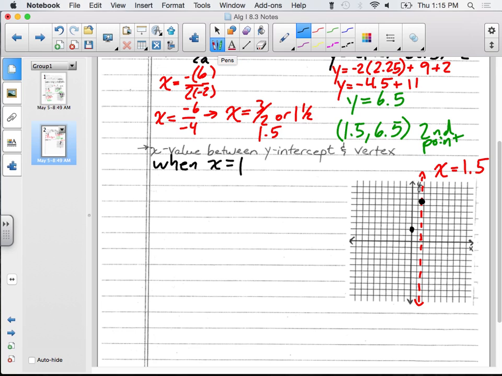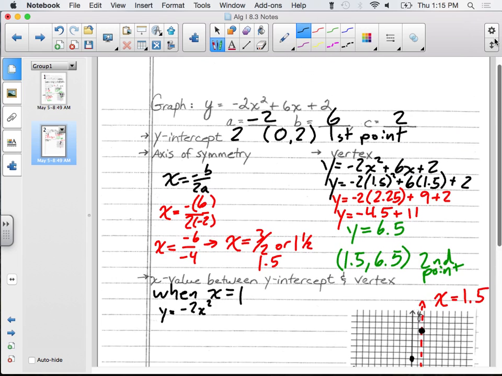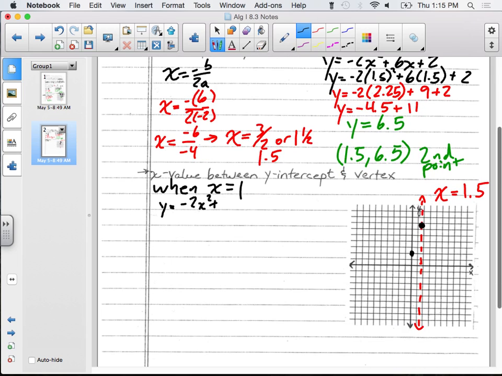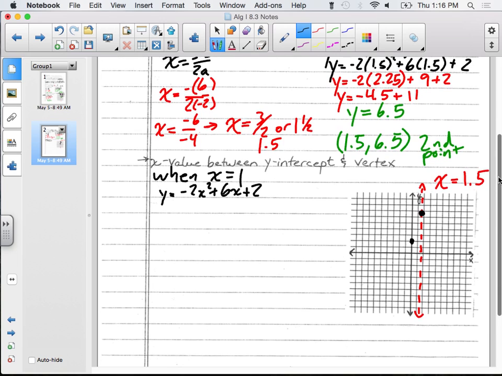Now you just plug 1 into the function. So the function y equals negative 2x squared plus 6x plus 2. All right, I think you guys can do the rest here. Whoa, those 2 points are really close to each other.